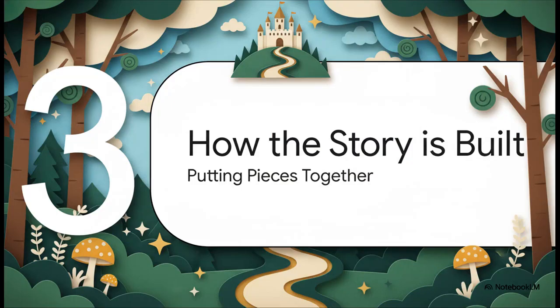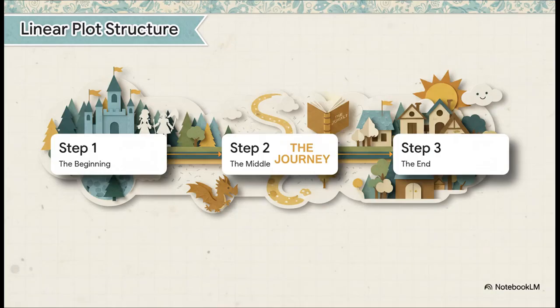Okay, moving on to part 3. So we have our ingredients. We've got our characters, our setting, a theme, and a problem. Now we need the instruction manual for how to put all those pieces together. This is the structure that holds the whole story up. The cool thing about a fairy tale structure is that it's usually very simple. It moves in a straight line. There's a clear beginning where we meet everybody, a middle where the big problem happens, and an end where everything gets solved. Simple as that.